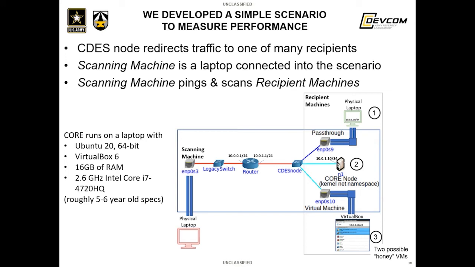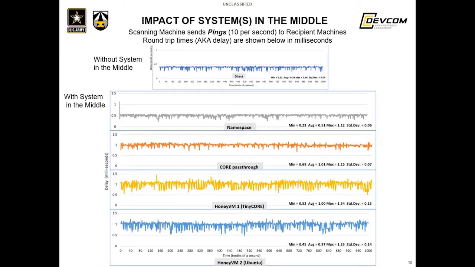The recipient nodes can be seen on the right. The first is a physical laptop. The second is a core node, or a kernel network namespace. And the third one is one of 2 possible virtual machines. A Cdes decision node will enable only one of the 3 connections you see to the recipient machines at one time. So we first tested how much delay is introduced when we have a laptop running core in between 2 nodes.